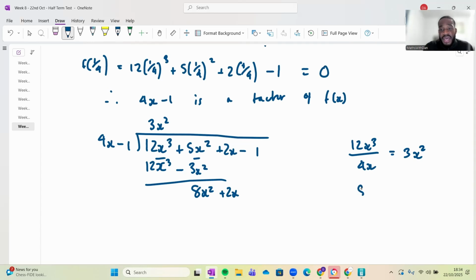Repeat the process. So it's 8x squared over the 4x. 8 divided by 4 is 2. X squared divided by x is x. So that goes there, and then repeat the process. So that 2x times it by the factor that you're dividing by. 2x times 4x is 8x squared.